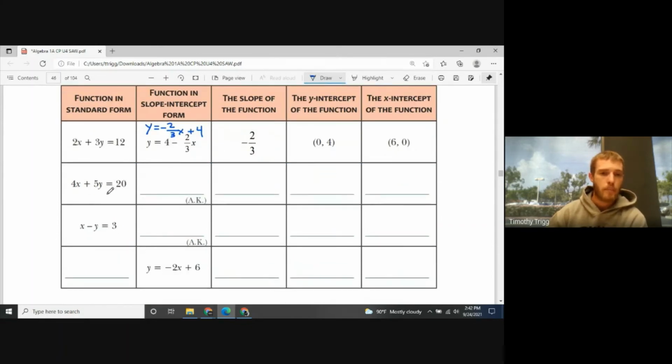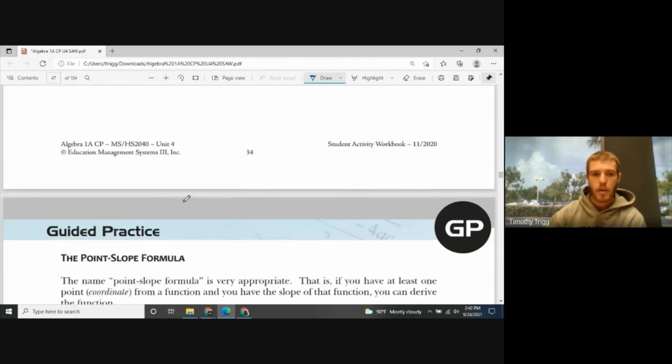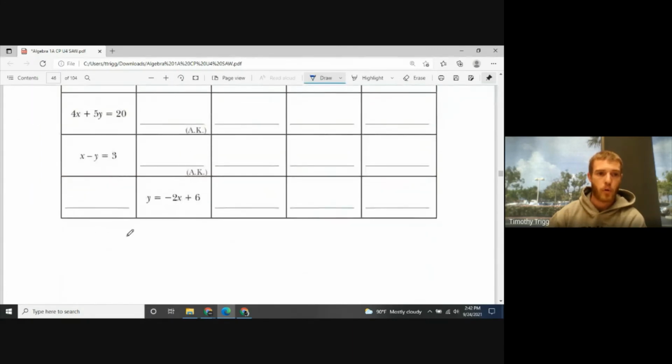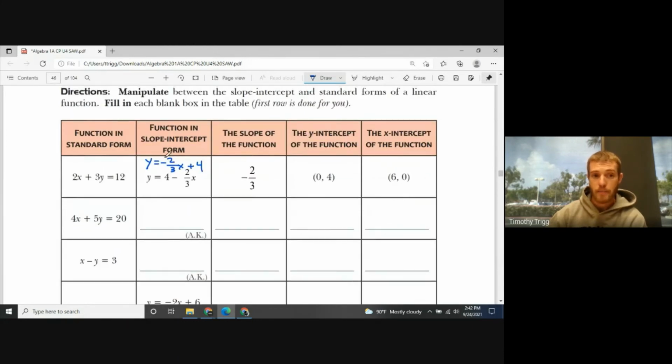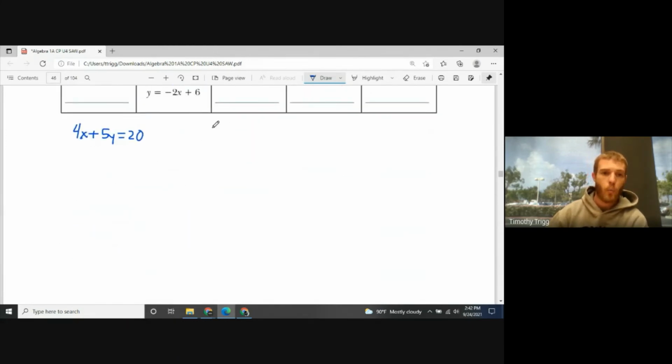Okay. So how do we go from standard form to slope-intercept form? Well, I'm going to go ahead and show you, and we're going to put the work down here. So this is for the first one, 4x + 5y = 20. To go into slope-intercept form, basically we need to say y = mx + b, right? So we want to get our y by itself. So we want to solve for y on the left side of the equation. Once we do that, then we'll be in slope-intercept form.